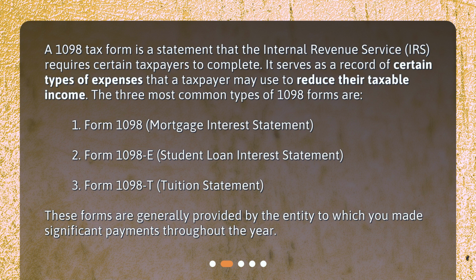The three most common types of 1098 forms are: 1. Form 1098, Mortgage Interest Statement. 2. Form 1098-E, Student Loan Interest Statement. 3. Form 1098-T, Tuition Statement. These forms are generally provided by the entity to which you made significant payments throughout the year.